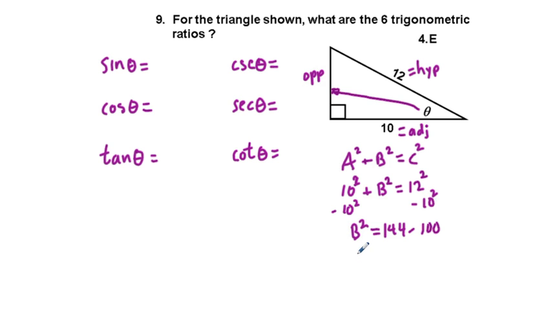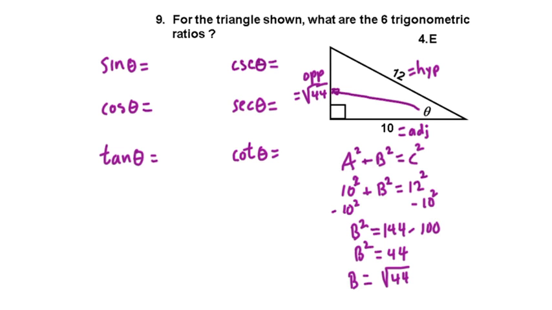And so we have b squared equals 44, and taking the square root of both sides, we have b is going to be equal to plus or minus square root of 44, but because we're talking about distance here, we only concern ourselves with the positive value. So our opposite side here is square root of 44.